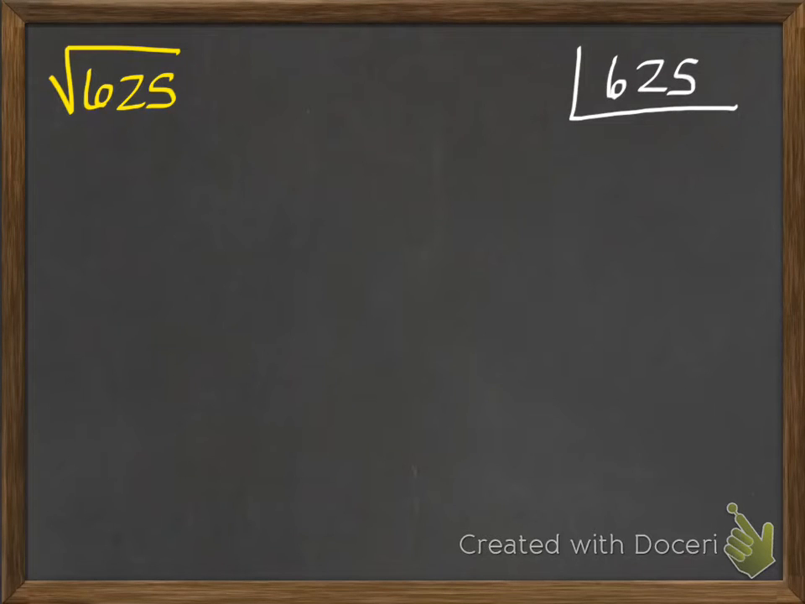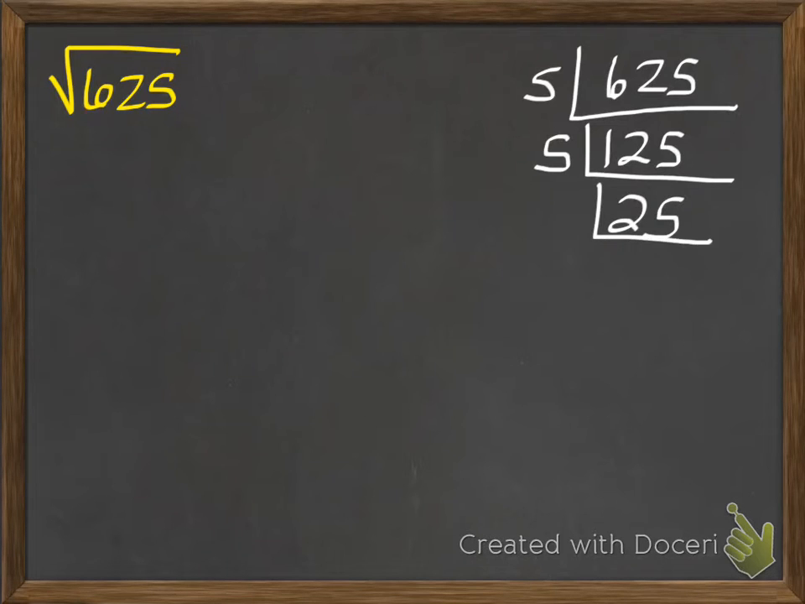If I divide that by 2, it won't go in evenly. And 3 is the same thing. The next prime number is 5, so I'm going to divide by 5. If I divide 625 by 5, I end up with 125. So I'm going to do the same thing again. Divide by 5, and I'm left with 25. And 25 divided by 5 is 5.